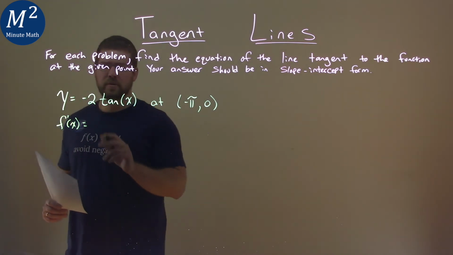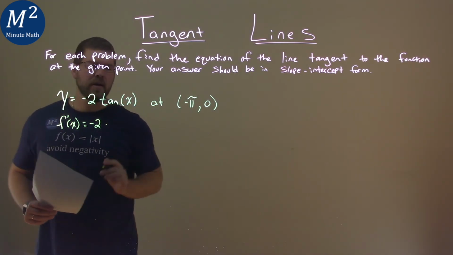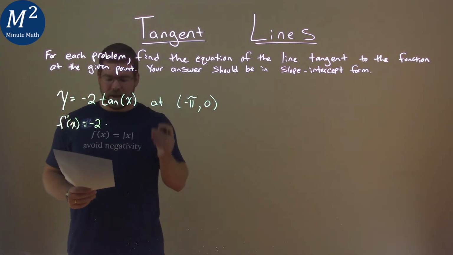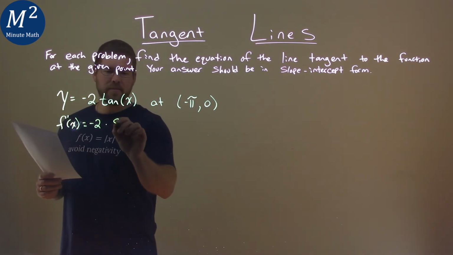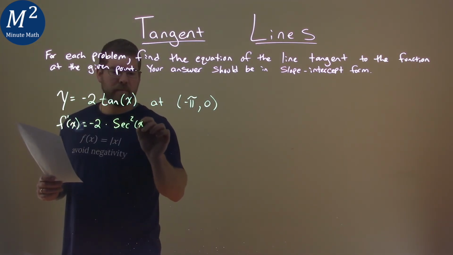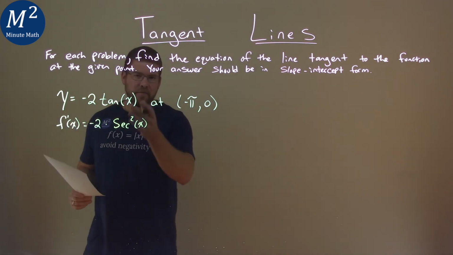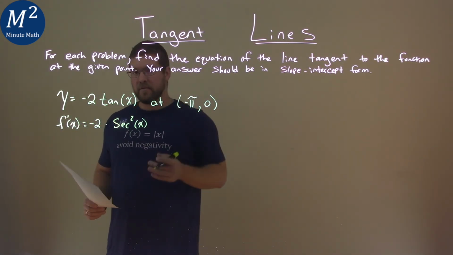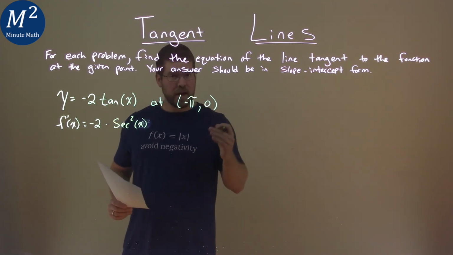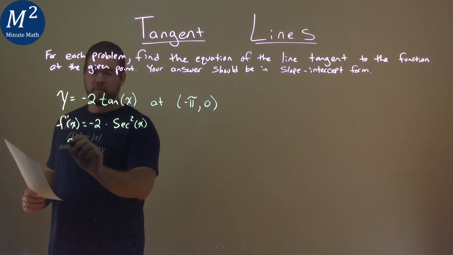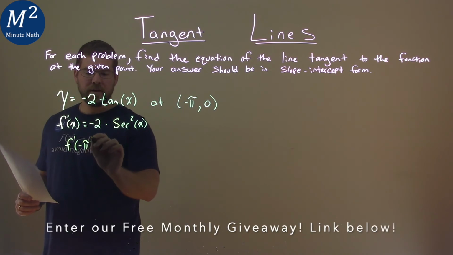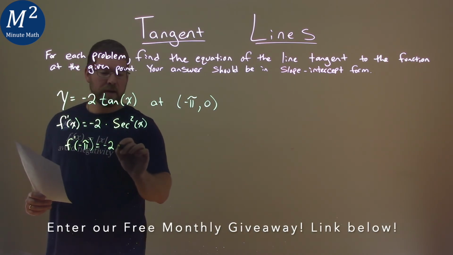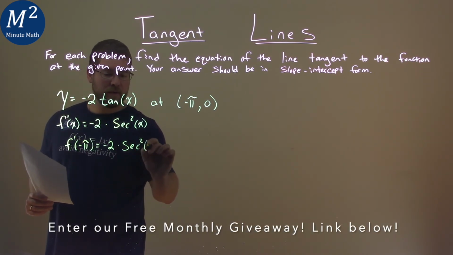And what is that equal to? Well, negative 2 can just stay out front here. We're multiplying that by the derivative of tangent x, which is secant squared x. Well, we have our derivative, and we want to find the slope of the tangent line at our x value, negative pi. So we take our derivative, f prime, and put a negative pi in for x here: negative 2 times secant squared of negative pi.